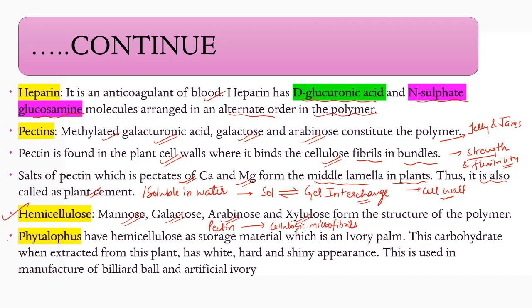Understood? Phytophallus have hemicellulose as a storage material, which is an ivory palm. This carbohydrate, when extracted from this plant, has a white, hard, and shiny appearance. It is used in the manufacturing of billiard balls and artificial ivory. Understood?